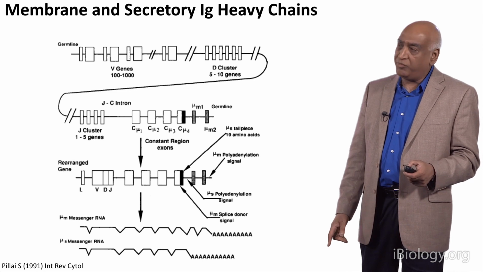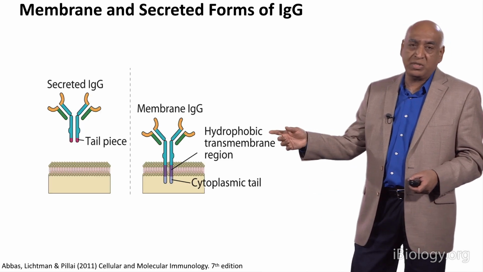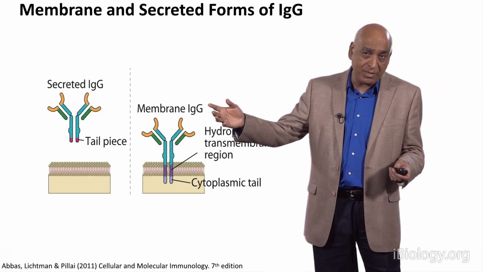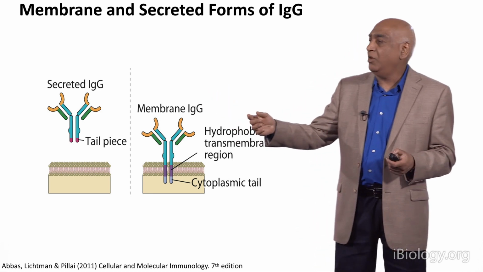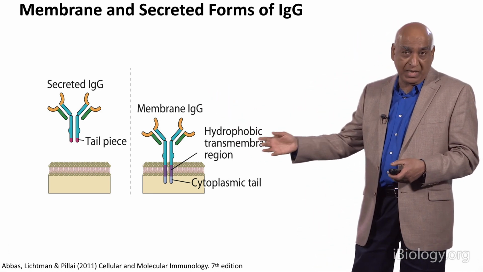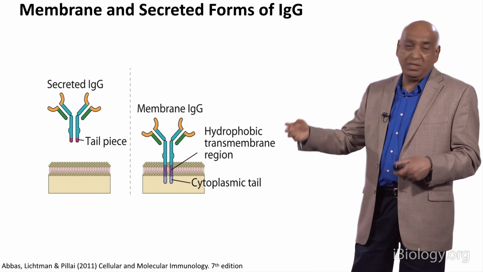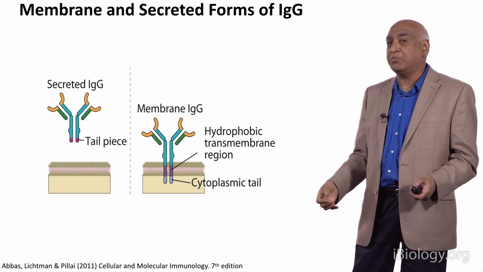And then this gives you 2 different proteins, and this is just shown in this slide, that you can have a secreted antibody. In this case, I'm showing you IgG, or you could have a membrane IgG, which has a transmembrane region that goes across the membrane with a little cytoplasmic tail.